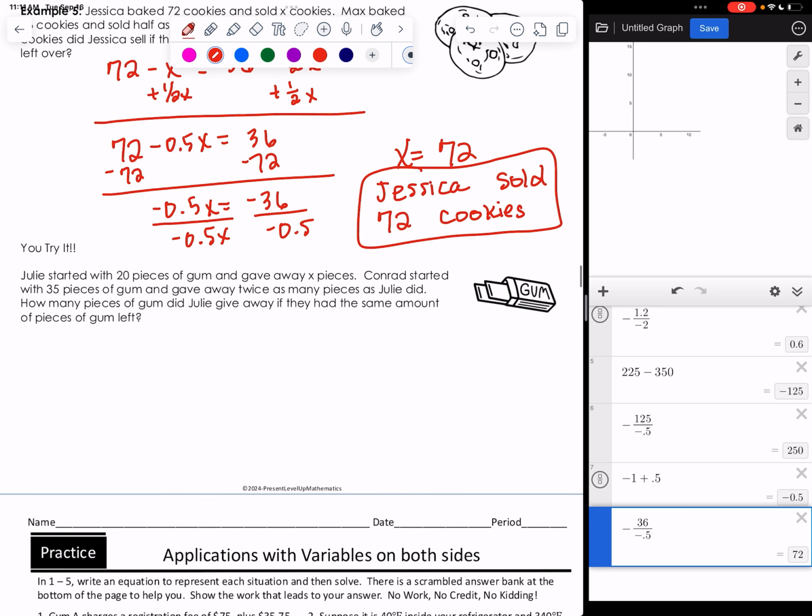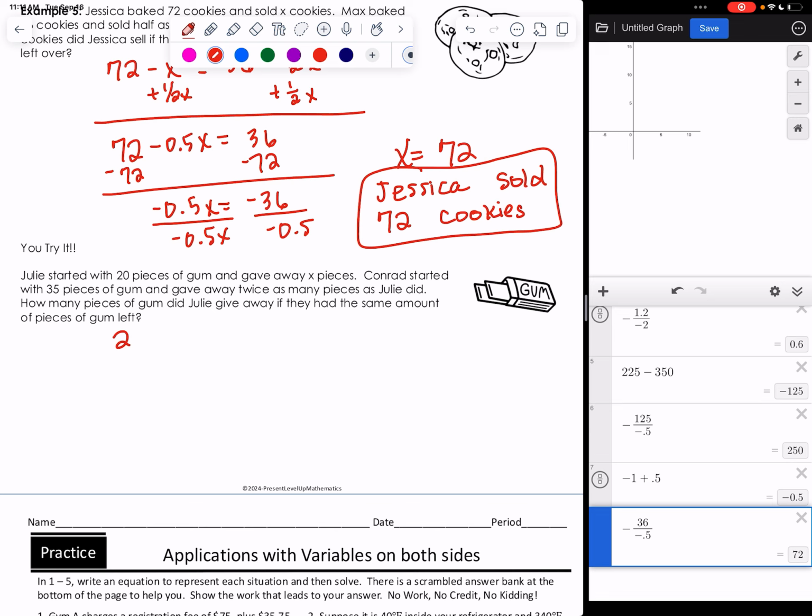All right. Julie started with 20 pieces of gum and gave away X pieces. Conrad started with 35 pieces of gum and gave away twice as many pieces as Julie did. How many pieces of gum did Julie give away if they had the same amount of pieces of gum left? All right, pause the video and try this one on your own. All right, welcome back. Let's see how you did.